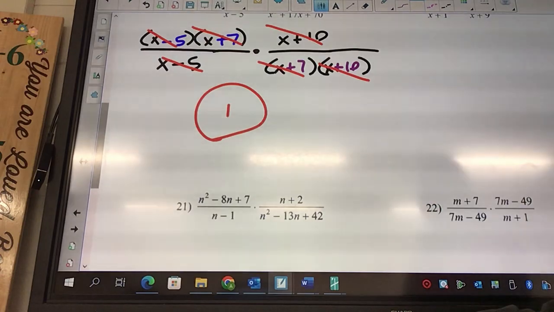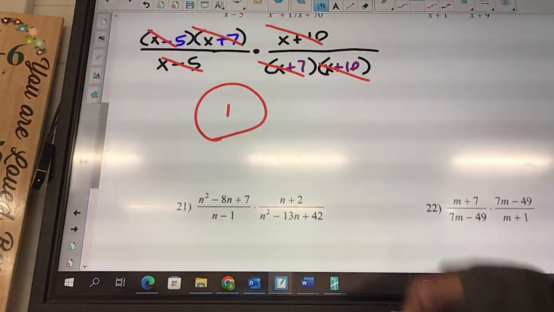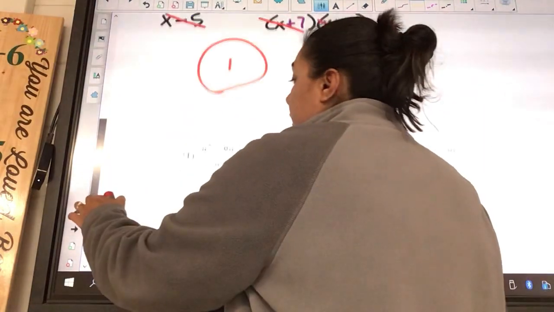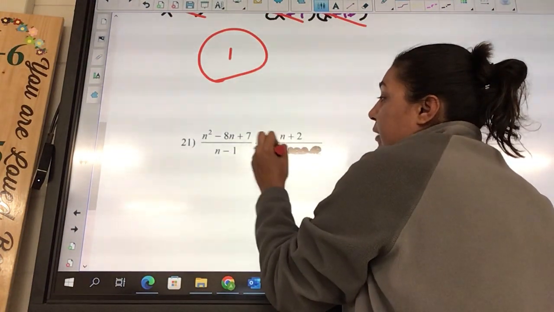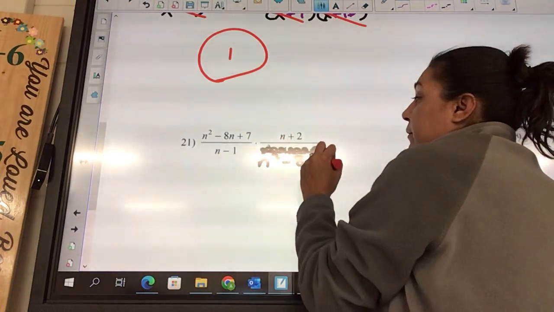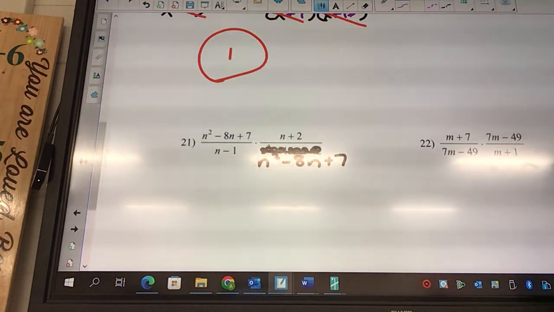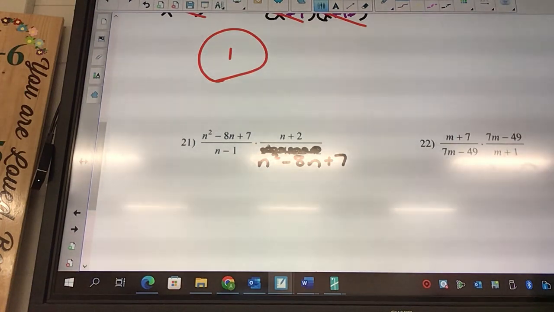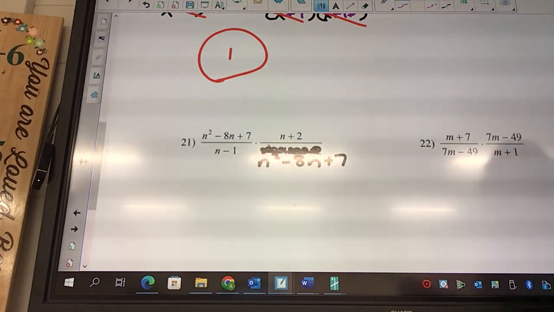You guys have 10 to do. I do want to cover one more thing because some of yours look like this. Take a second, pause, look at me. If this problem looks like this, N squared minus 8n plus 7, and that's on the bottom, do you need to factor it? No. Why not? It's exactly the same. So why make the list and do all the parentheses when you don't need to? Now, let me ask you this.